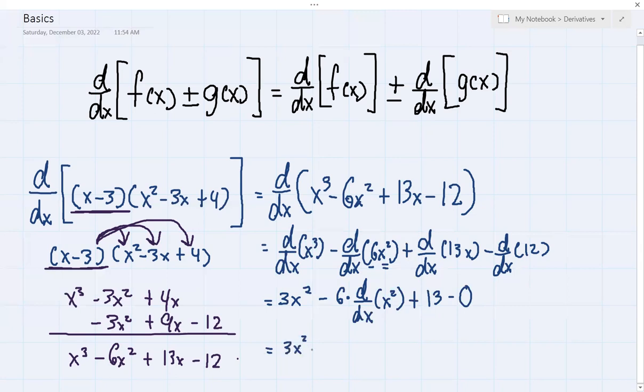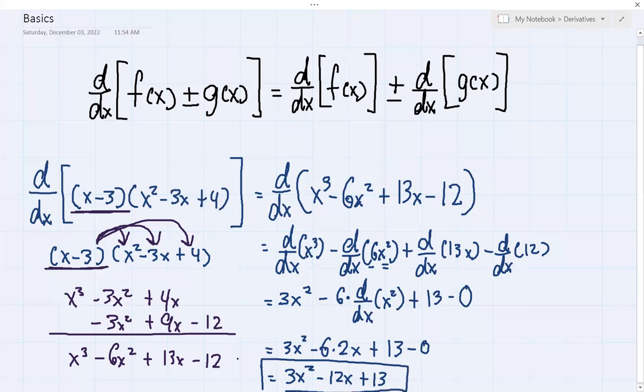So, ipagpatuloy natin. So 6 times the derivative ng x squared, we will use power rule of differentiation. So magiging 2x raised to 2 minus 1. So 2 minus 1 is 1, or just simple as x na lang. Plus 13 minus 0. So in here, meron na tayong 3x squared minus 6 times 2 magiging 12x plus 13 minus 0, 13. Therefore, ito na yung final sagot natin. Okay? 3x squared minus 12x plus 13.